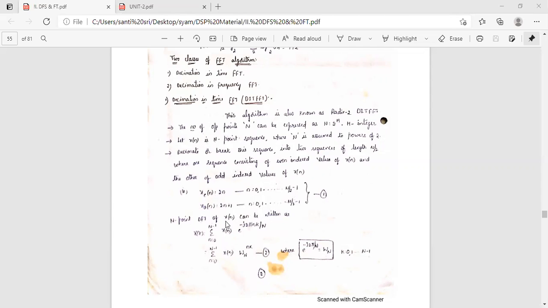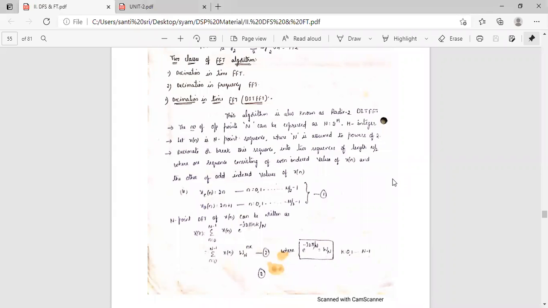So the N point DFT of x of n can be written as X of k equal to sigma n equal to 0 to N minus 1 x of n into e power minus j 2 pi nk by N, like the DFT. Writing e power minus j 2 pi by N as W N, this is sigma n equal to 0 to N minus 1 x of n into W N power nk, that is equation number 2, where k varies from 0 to N minus 1.